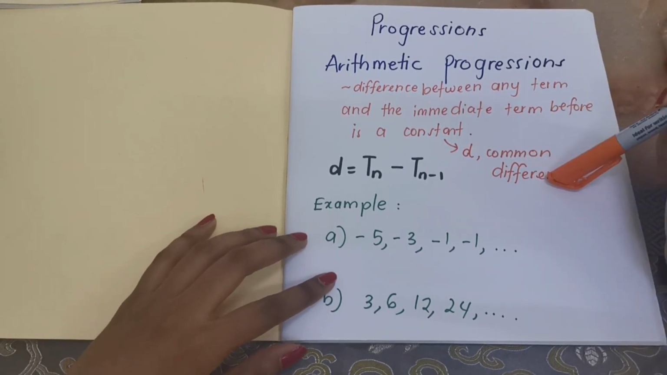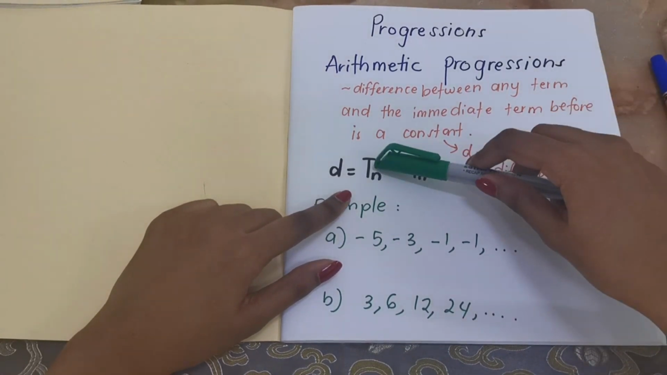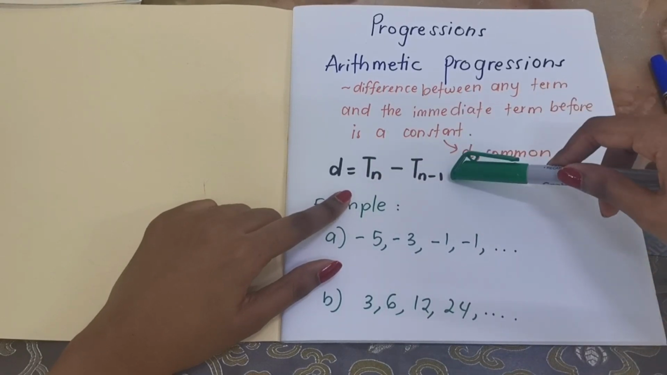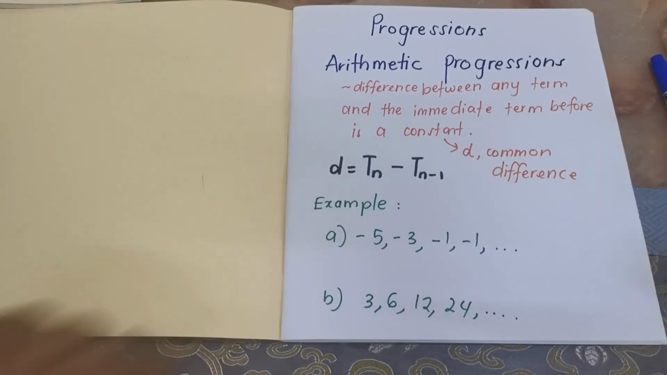Okay, so common difference, you actually have formula to find it, which is you just take the second term minus the first term, or the third term minus the second, or the fourth minus the third. So let's look at one example.